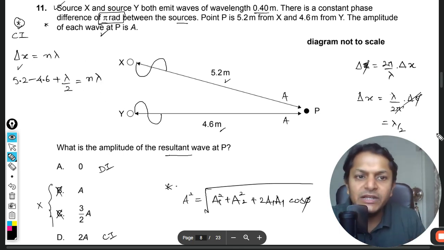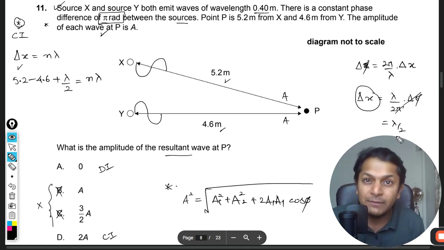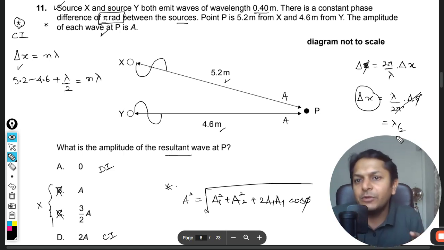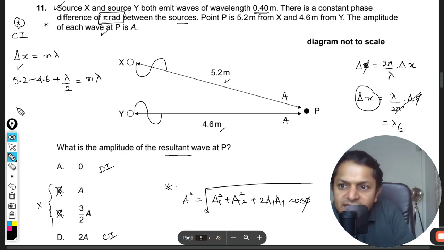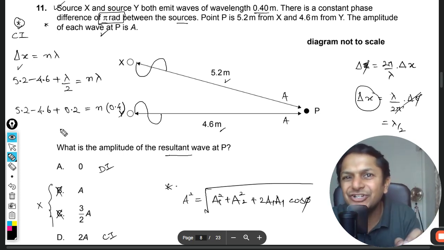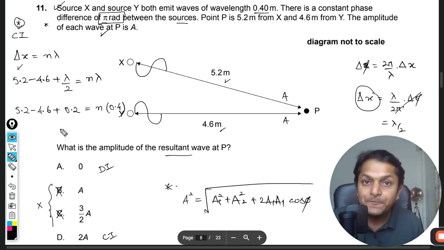In IB, I don't believe that you would be getting a path difference which is different from either 0, pi, or lambda by 2. It cannot be other, like lambda by 3. I believe IB will not be doing that, but nobody knows it. So we move with this. So 5.2 minus 4.6 plus lambda, which is 0.4, divided by 2, becomes 0.2, which is equal to n into lambda. Lambda is again 0.4. So we want n to be an integer. If n is an integer, it will be constructive interference, otherwise it will not.